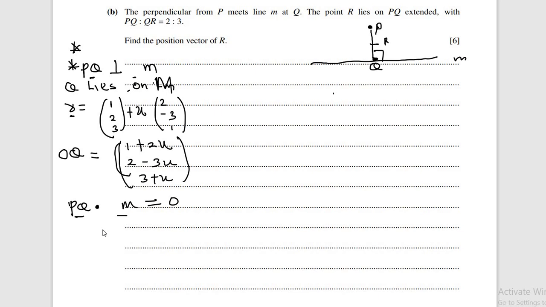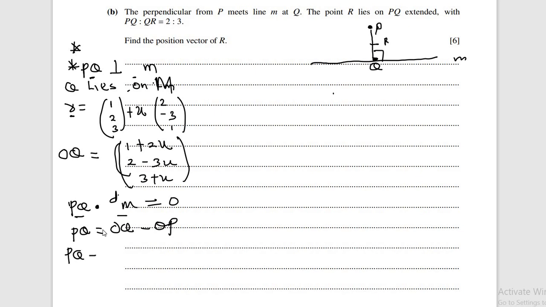We know M. What we are using in M is the direction of M. It will be PQ multiplied by the direction of M equal to 0. And what is PQ? PQ is OQ minus OP. That's how to get PQ.